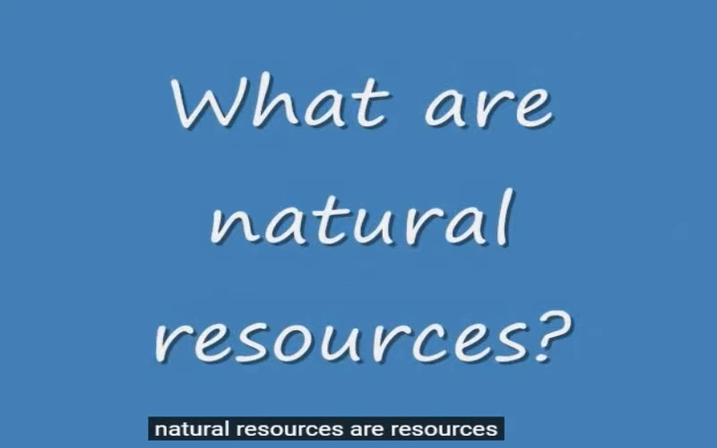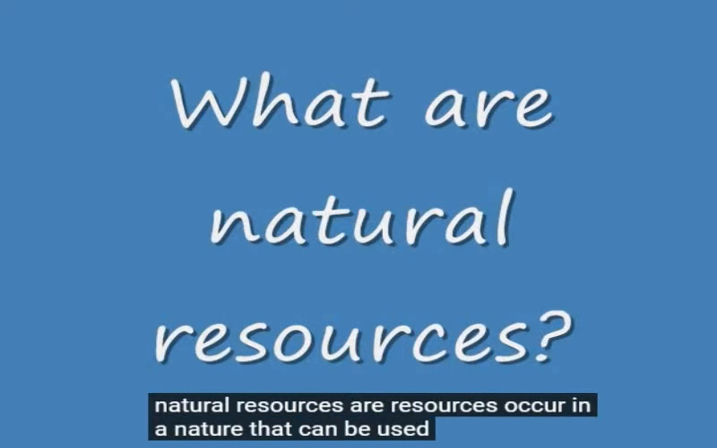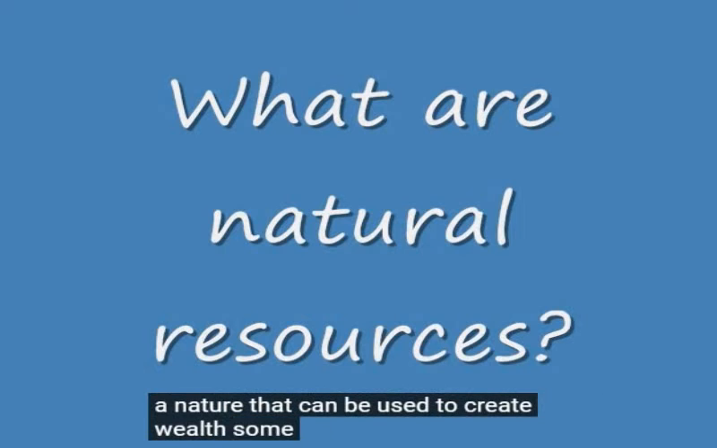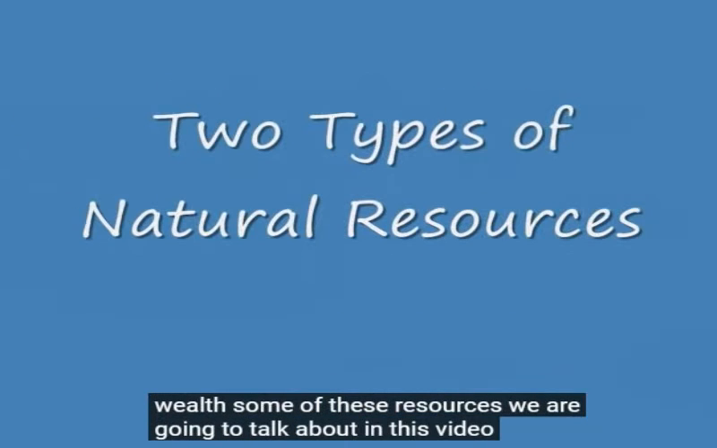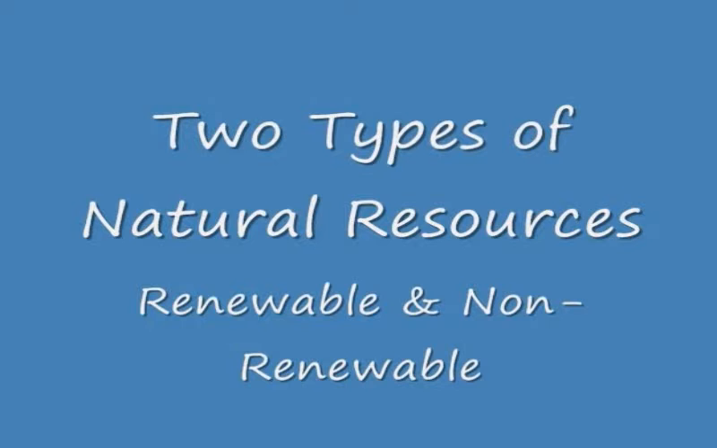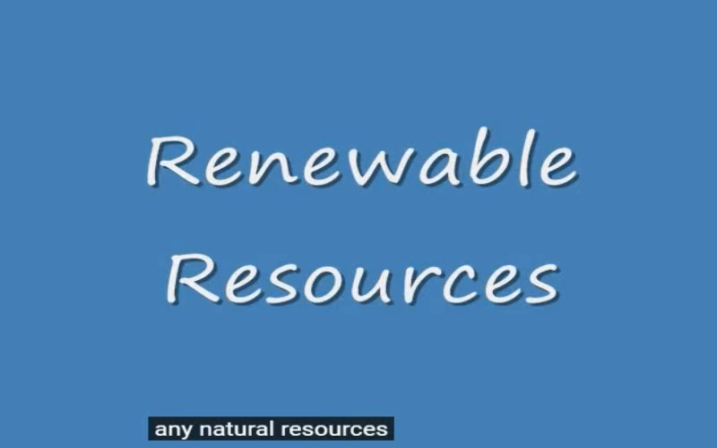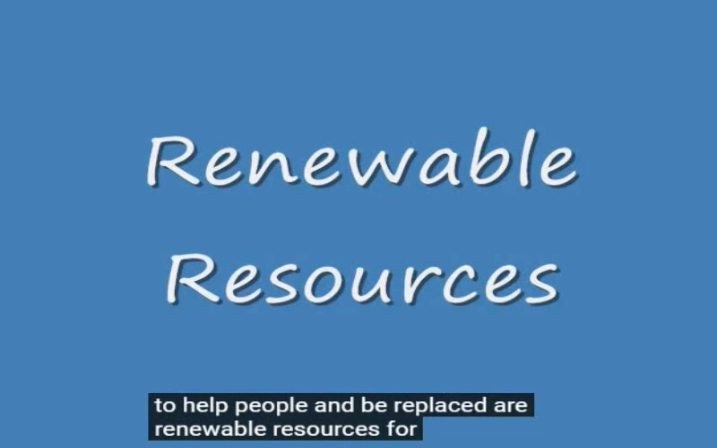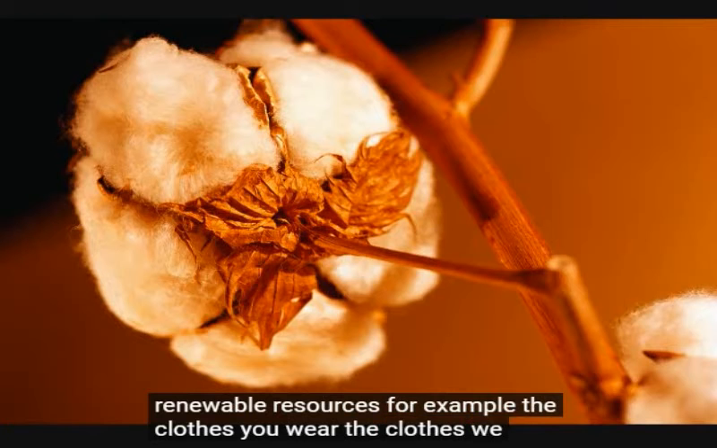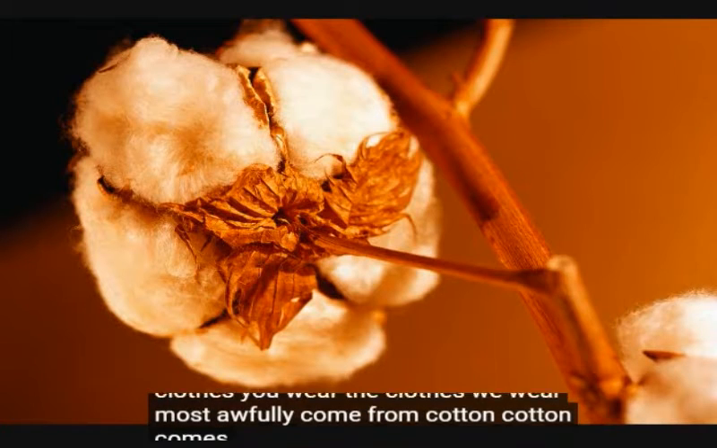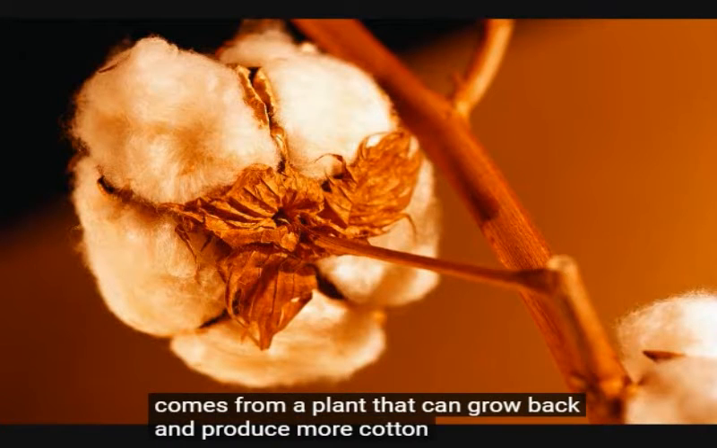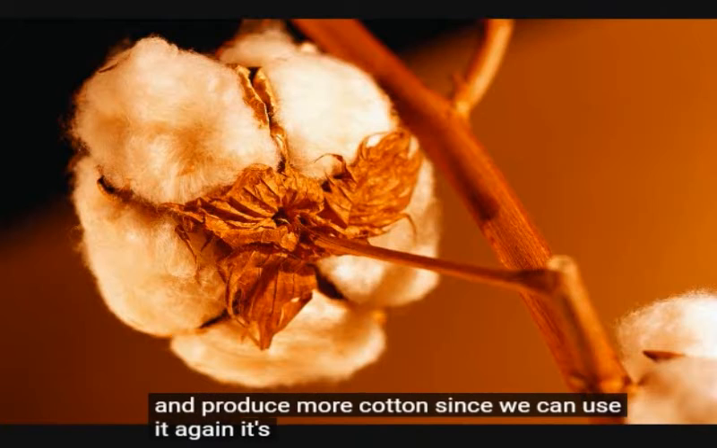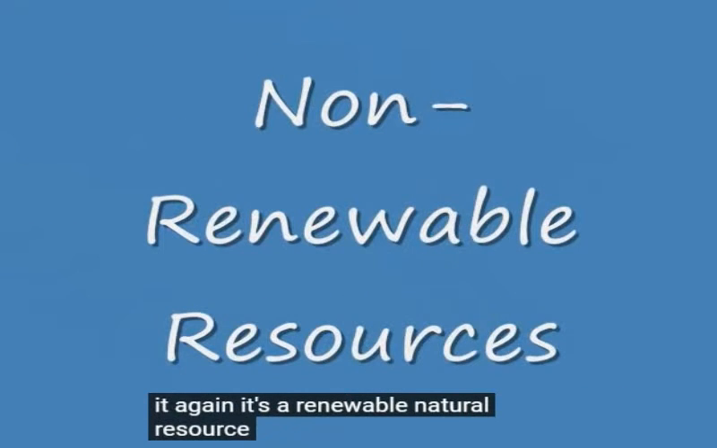Natural resources are resources occurring in nature that can be used to create wealth. Some of these resources we are going to talk about in this video. Any natural resources that can be used to help people in your place are renewable resources. For example, the clothes you wear. Clothes we wear most likely come from cotton. Cotton comes from a plant that can grow back and produce more cotton. Since we can use it again, it's a renewable natural resource.